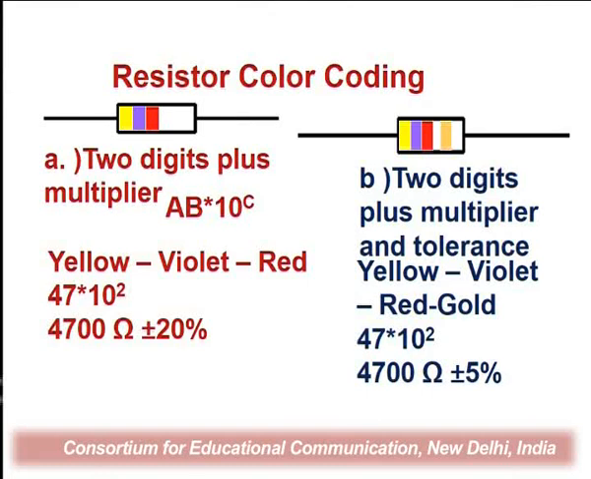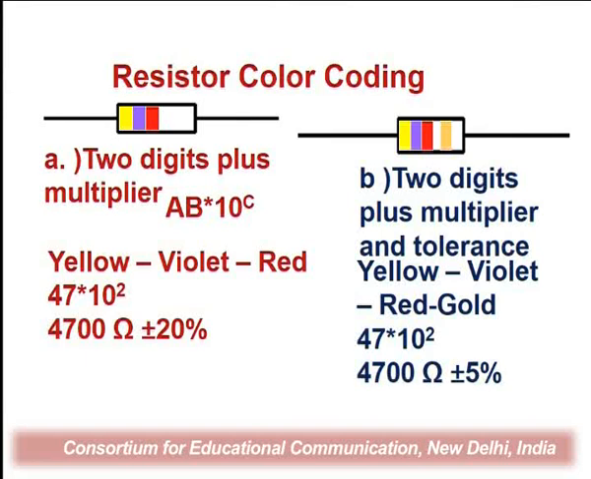That will be 4, 7, and the third one is a multiplier, that will be 10 power 2, which we multiply. And what about the tolerance? Because there is no color here, we take the tolerance value as 20%. So this resistor has a value of 4700 ohm plus minus 20%. In the second one you can see 2 digits plus multiplier and the tolerance: yellow, violet, red and gold.